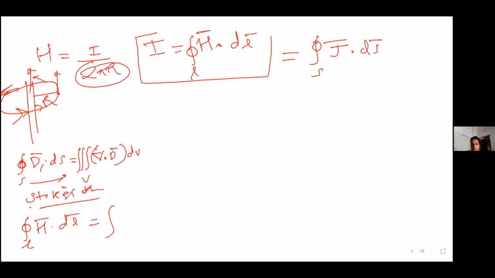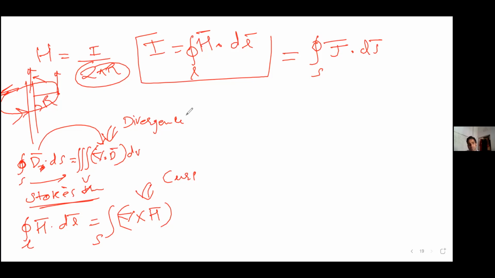So using Stokes theorem, what can I say? I can convert from line integral to surface integral by taking curl of the given vector. So here we take the divergence of D bar to convert from surface to volume. Similarly, from line to surface, we use this. This is curl, this is curl, and this is divergence.